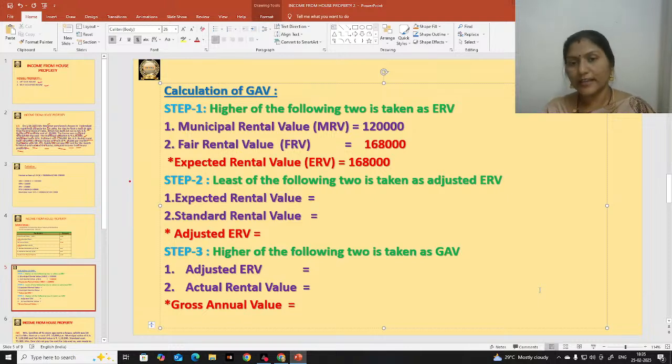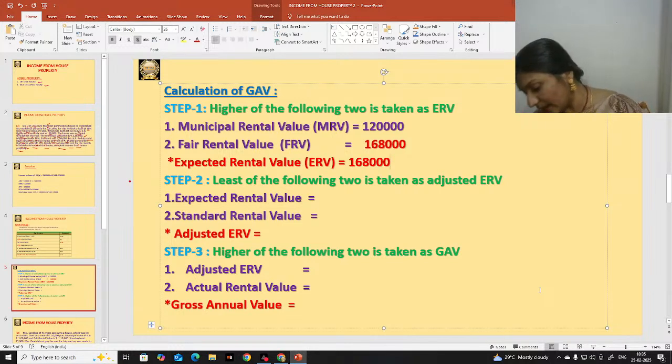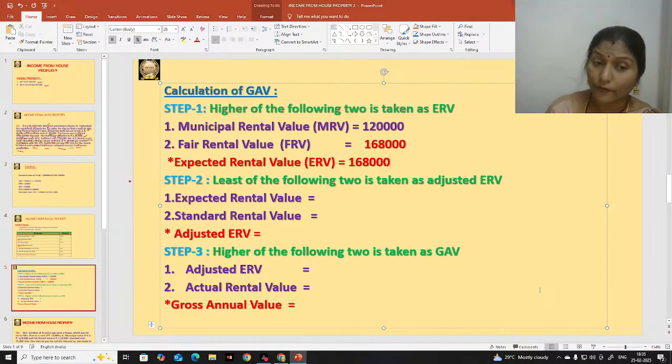We have to go to the second step. Second step, I already told, we will do only if we are dealing with the standard rental value. If standard rental value is given in the question, then only we take the second step. Otherwise we don't go to the second step. Okay, hope this is clear for everyone.